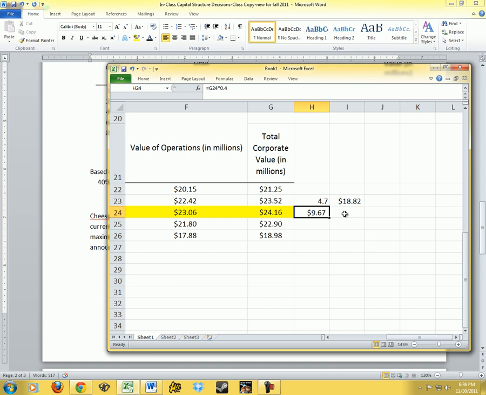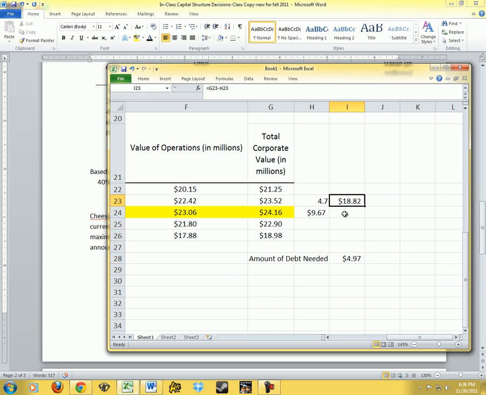Okay, we've already got 4.7, so the difference is going to be the amount of debt needed, and that's going to be equal to the amount that they need to have total, 9.67 million, minus the amount they already have. So that's $4.97 million in debt they need to take out. So as a result, they're going to need to purchase some stock. So they're going to take out debt. They're going to use that to repurchase stock, and we're going to see what happens to the stock price then.